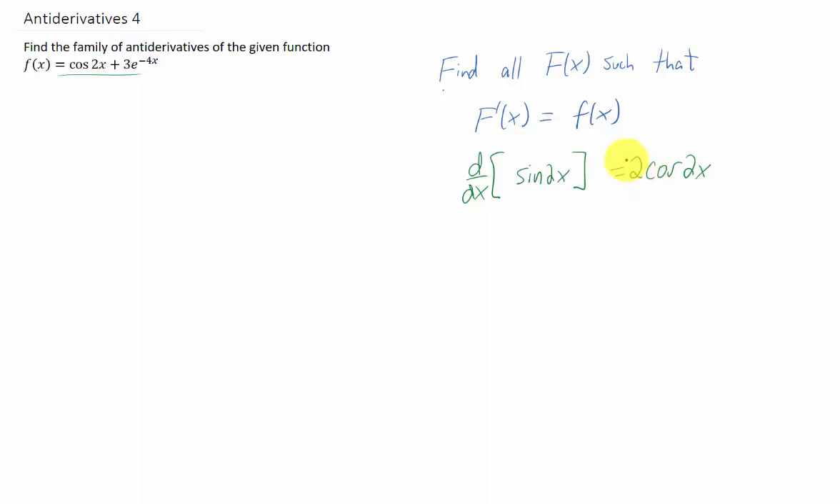We don't want that 2 there, so what we're going to do is divide both sides of the equation by 2. And then we realize that the derivative of 1/2 sine of 2x is cosine of 2x. That's great. That is the antiderivative of our first term.